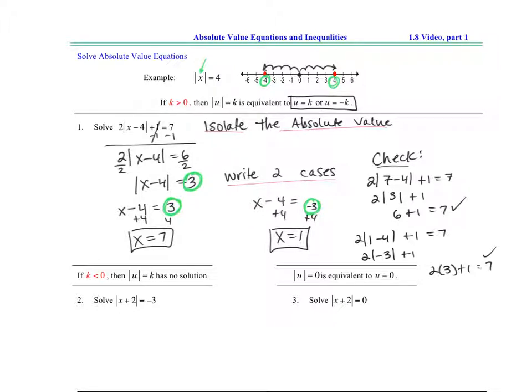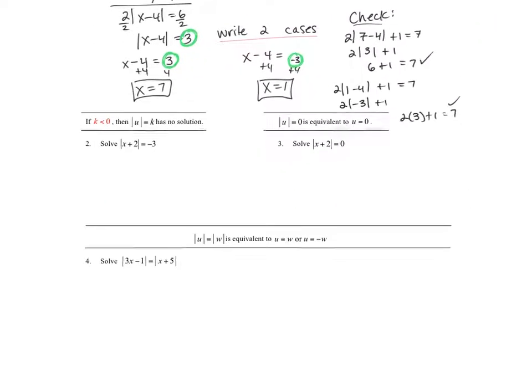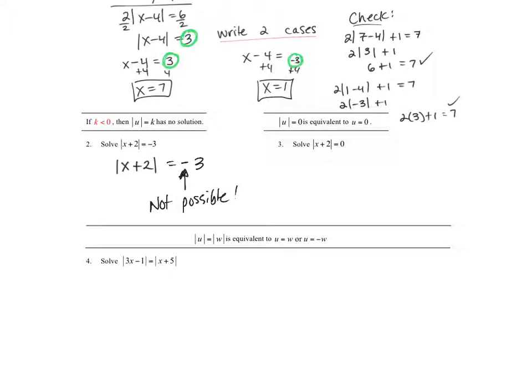All right, so now, if somebody's trying to sell you this idea that the absolute value of x plus 2 is equal to a negative number, not possible. Absolute value is a distance from 0, which distance is positive. So it is not possible to have the absolute value equal a negative. So this one is no solution. You could also write that as the empty set.